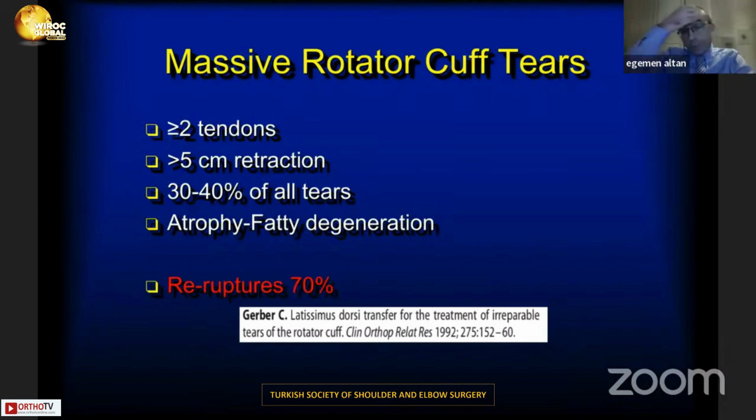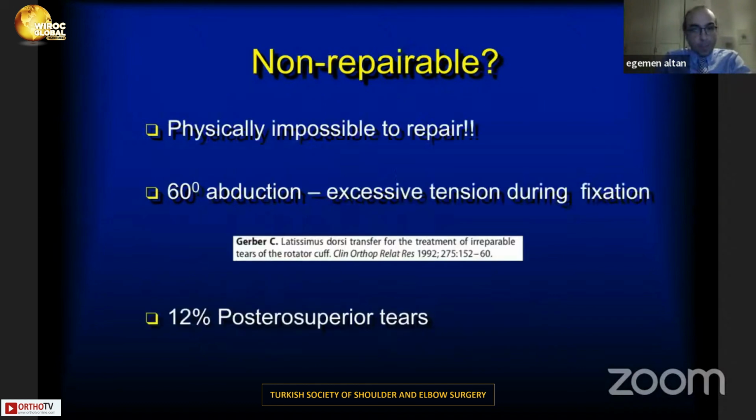First of all, massive rotator cuff tear means rupture of more than 2 tendons, and retraction of the tendon must be more than 5 centimeters. And these tears include 30 to 40% of all tears. And atrophy and fatty degeneration are really important issues. And the most important thing about these massive tears is that re-rupture rates may be up to 70%.